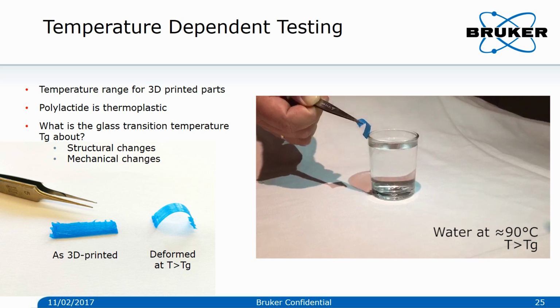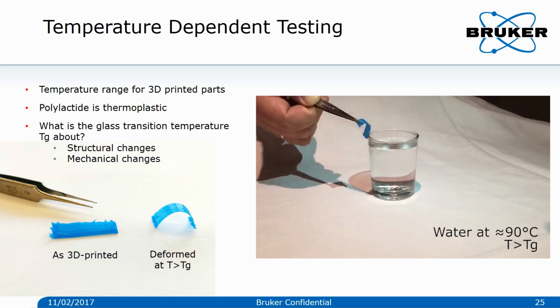The printed polymer behaves stiff and fully elastic at room temperature. But at 90 degrees C, the 3D printed polymer becomes very elastic and is easy to be deformed. When cooling down, the shape of the 3D printed polymer is permanently changed.